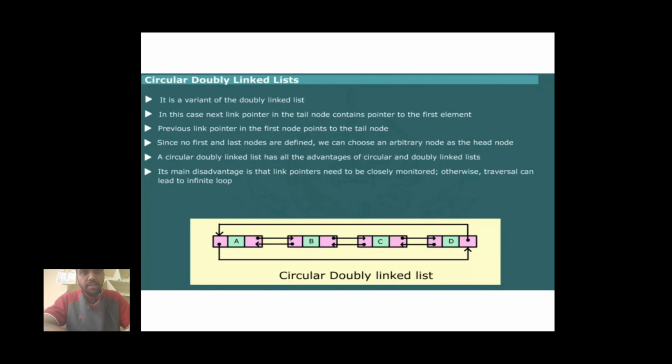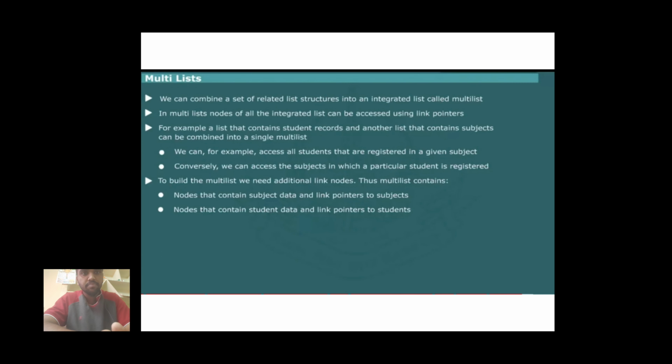Circular double linked list is a variant of double linked list. In this case, the next link pointer in the tail node contains a pointer to the first element. The previous link pointer in the first node points to the tail node. Since no first node is defined, we can choose an arbitrary node as the head node. A circular double linked list has the advantages of circular and double linked lists. Its main disadvantage is that link pointers need to be closely monitored, otherwise traversals can lead to an infinite loop. Circular double linked list: A to B, B to C, C to D.